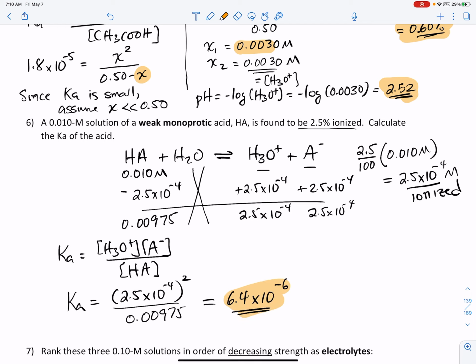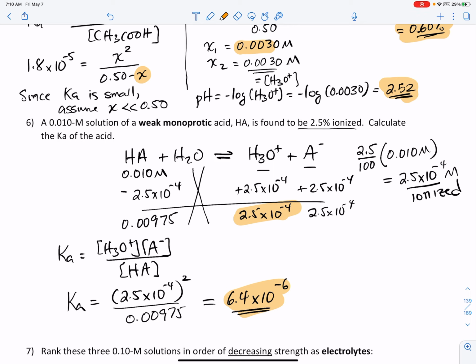Notice if we wanted to find the pH, we could. The pH is the negative log of the hydronium, and we know the concentration of the hydronium, so finding the pH would be pretty simple too. Some questions are like this, but instead of telling us the percent ionized, they tell us the pH. They'll say a 0.01 molar solution of a weak acid has a pH of some value. And then they'll say, what's the Ka of the acid?